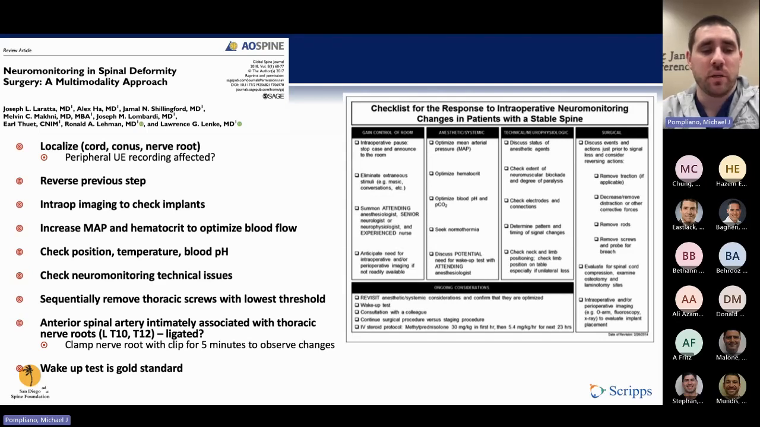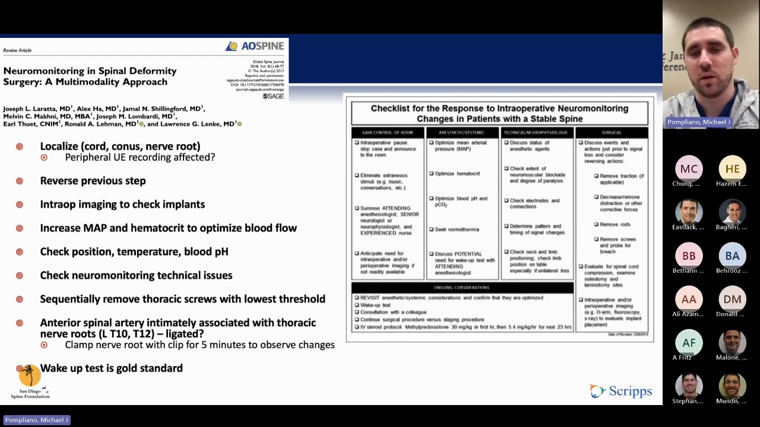If the thoracic spine is instrumented, they recommend sequentially removing thoracic screws, starting with the screw at the lowest threshold. Basically, take the screw out, palpate the pedicle tract, make sure it's adequate before replacing it, and if there's any concern, just remove it. They also note an intimate association between thoracic nerve roots and the anterior spinal artery. So if you are taking down or sacrificing a thoracic nerve root in order to safely complete the operation, they recommend not ligating it completely initially and just clamping the nerve root with an aneurysm clip for 5 minutes to observe changes.